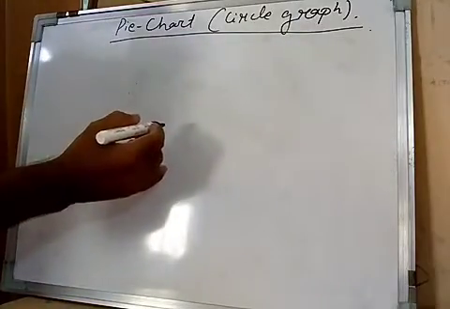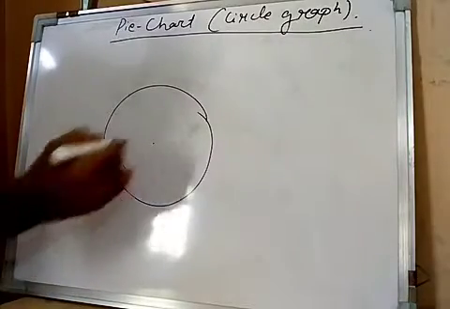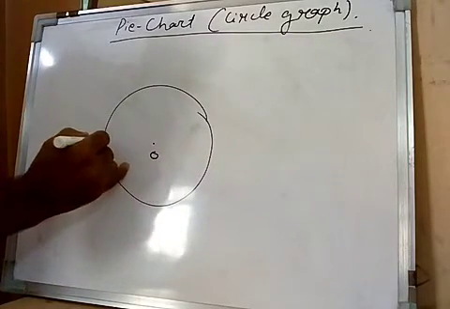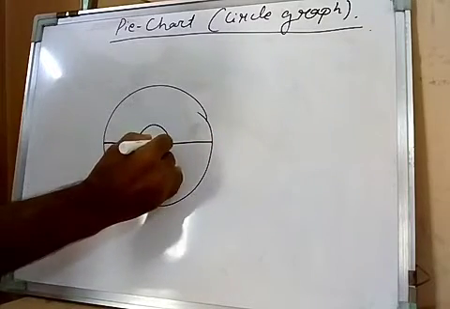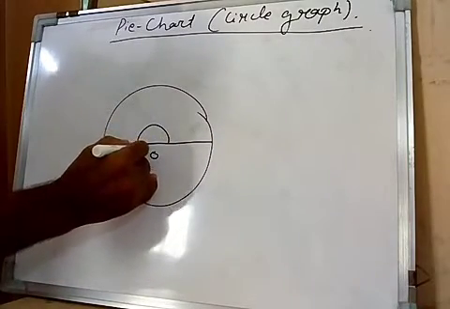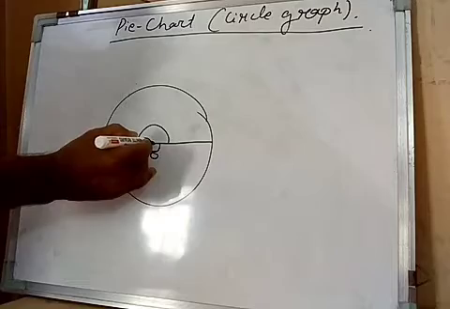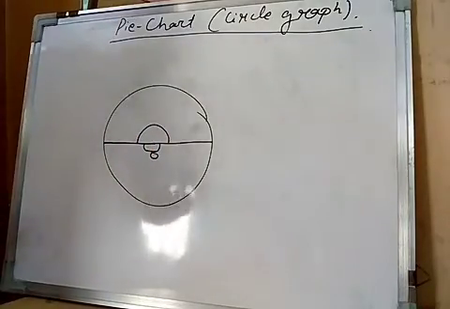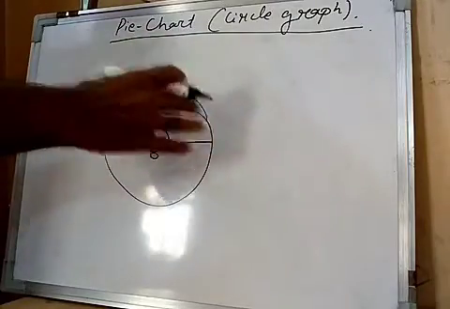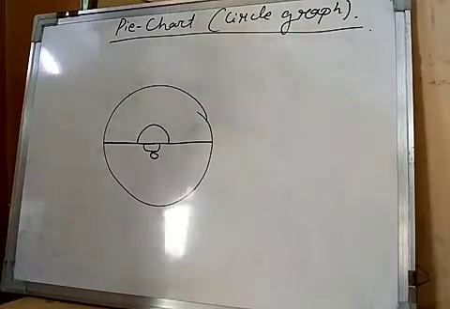So here we can see this is a circle, the center point is O. So at the O the angle is 180 degree upside, 180 degree downside. So total angle is how much? 360 degree. So we are going to present this data or any list or any chart on the circle. That's why this is called pie chart. Let us consider one example.